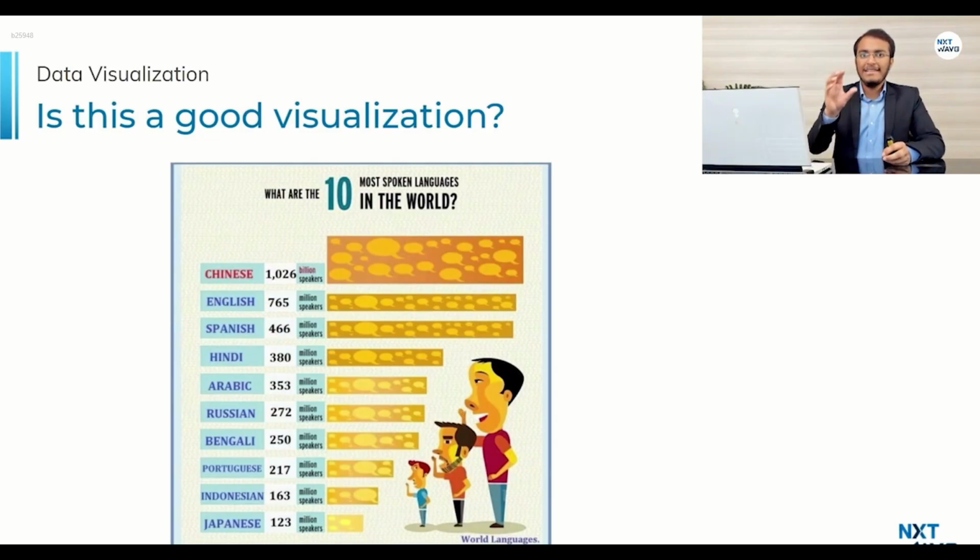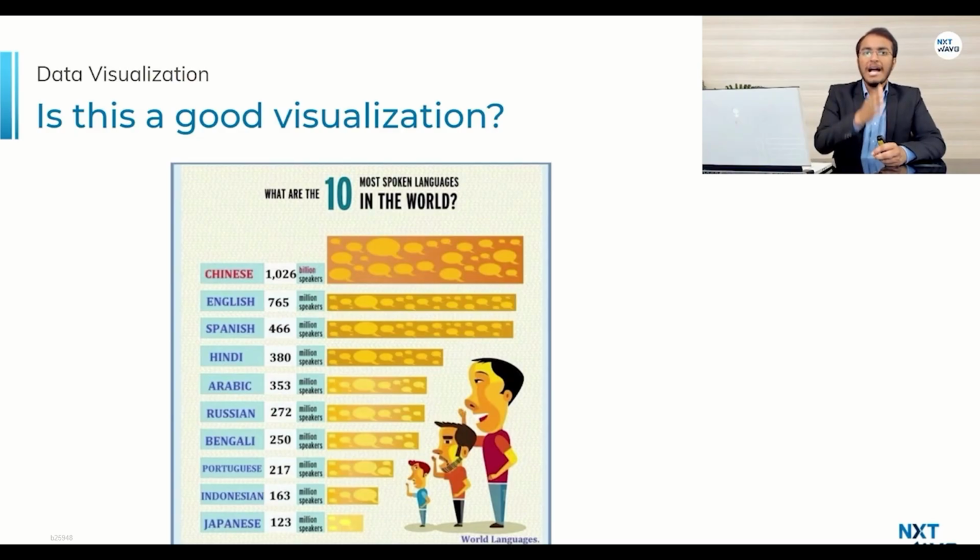But on the right side, they have indicated different bars to indicate the same. It is good that there are a lot of Chinese speakers, so they have put a very big bar to make us understand that. But if you see the English and the Spanish bars, they're almost the same, right? The length of the bars are almost the same, the size of the bars are also almost the same.